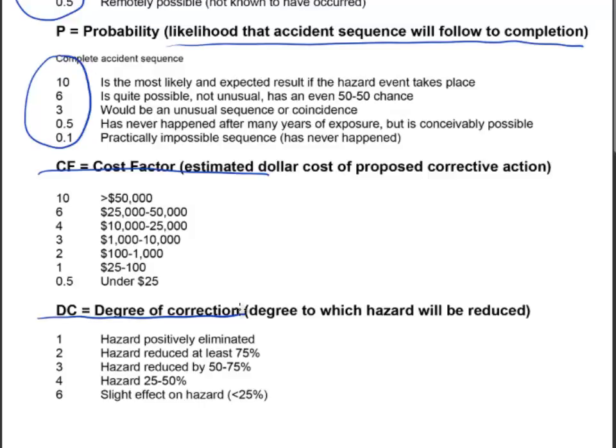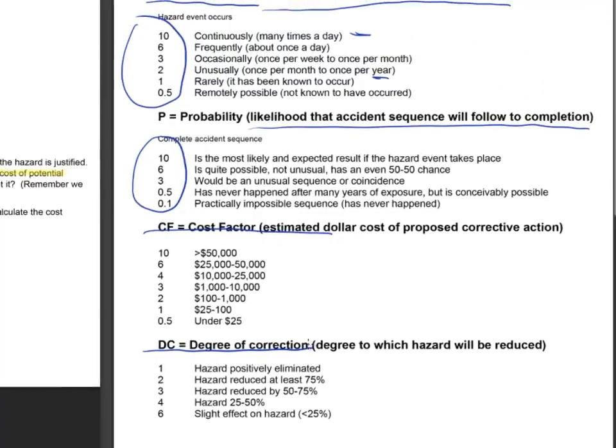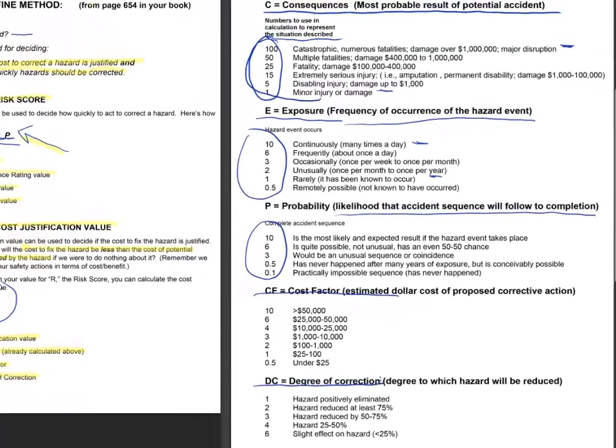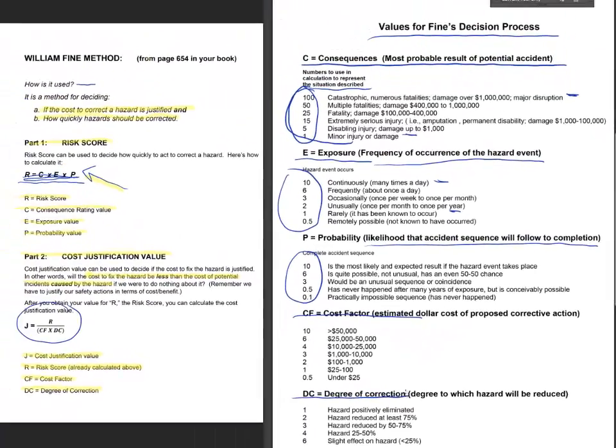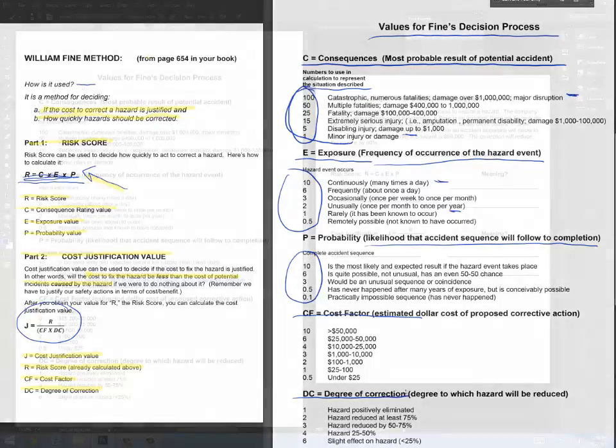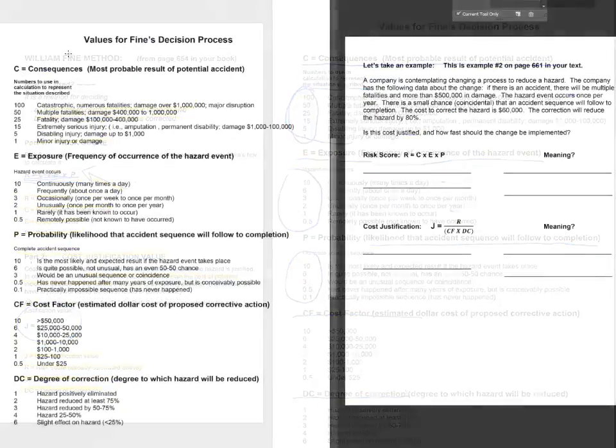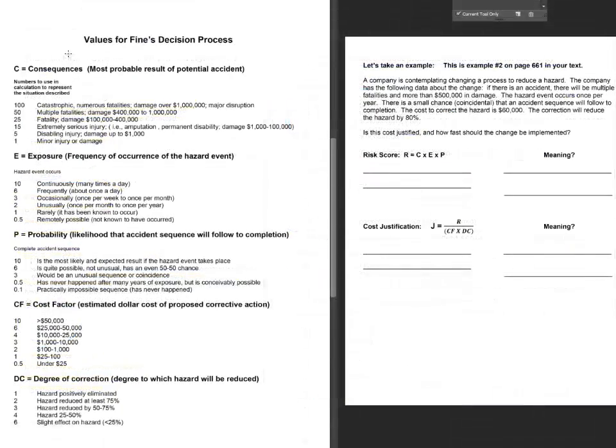So here is the way that if we know these situations with our hazard in our facility, we can do a small calculation and learn if the cost to correct the hazard is justified and how quickly the hazard should be corrected. All right, class, let's take an example. Let's see how we can do this calculation.